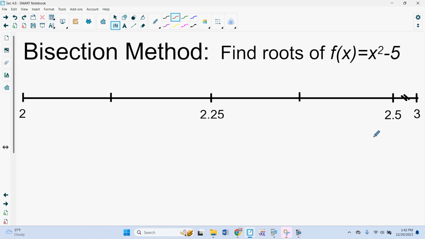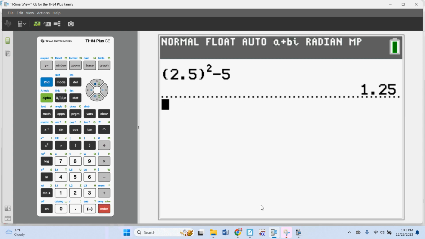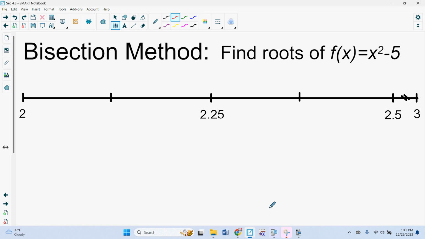And I'm going to do one example of this, and then we'll go quickly and just write down the numbers. So imagine I take 2.5 squared minus 5. I put 2.5 into our equation, and I get 1.25. So if I do that, I get a positive number. If I put in 2, 2 squared is 4, minus 5, negative 1, I get a negative number. So I know that my answer has to be between 2 and 2.5.